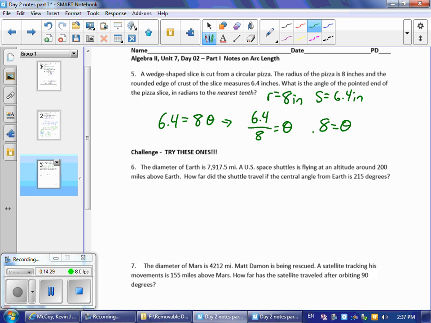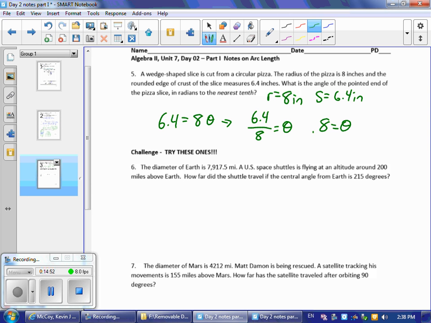All right, so number 6 says the diameter of Earth is 7,917.5 miles. A U.S. space shuttle is flying at an altitude around 200 miles above the Earth. How far did the shuttle travel if the central angle from the Earth is 215 degrees?